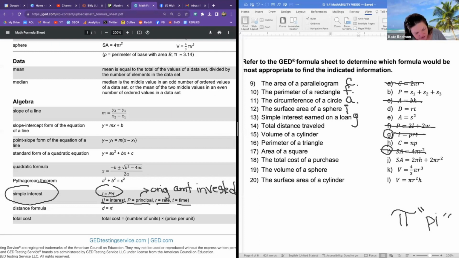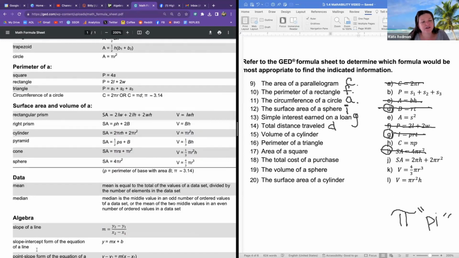Awesome. Total distance traveled is also down here, known as the distance formula. We said that was Mr. Dirt. So that's D. Volume of a cylinder. Oh, we're back to a shape. Let's go back up. Volume, like surface area, is a measurement on a 3D shape. So we're going to find it in that third section.